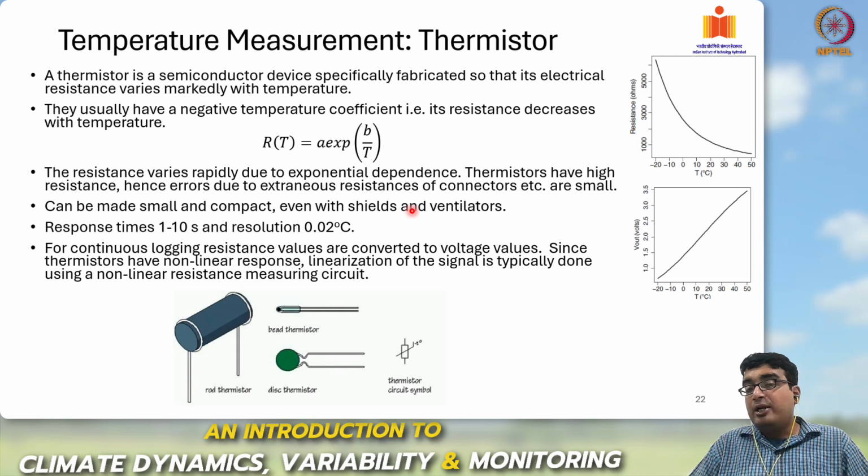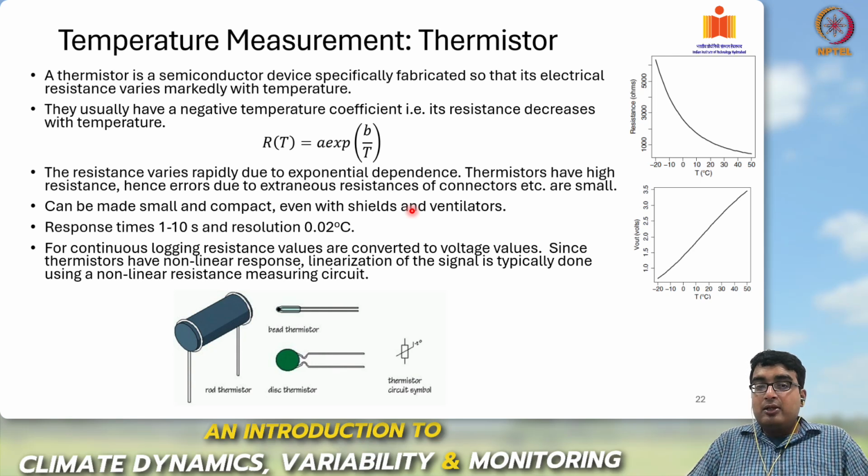Response times are 1 to 10 seconds and resolution is up to 0.02 degrees centigrade. So, response time we have already discussed in the previous class. What does response time mean? It is around 1 to 10 seconds depending on how small the thermistor is. Smaller the thermistor, lower the response time, so faster responses. Okay. And resolution is also quite good, it is 0.02 degrees centigrade.